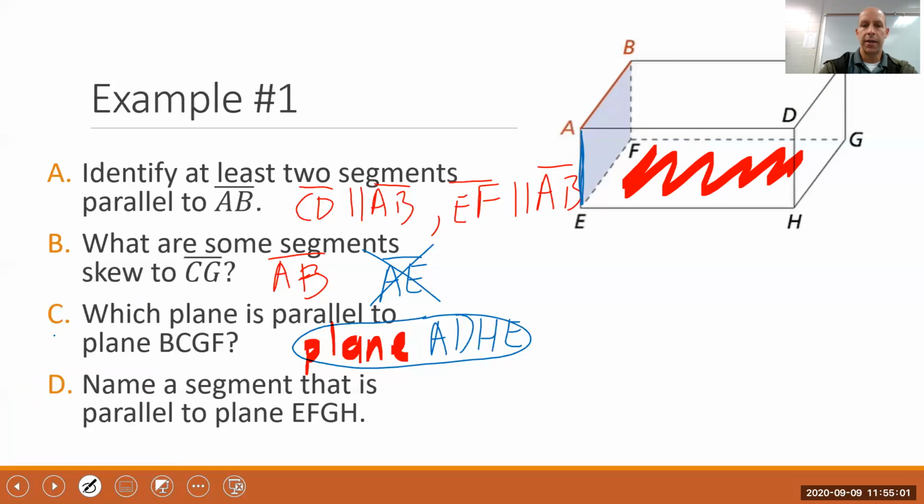I think that segment AD is parallel. And the reason that I would say that is segment AD is in the plane that's parallel to plane EFGH. So I think that segment AD. And there are other examples.